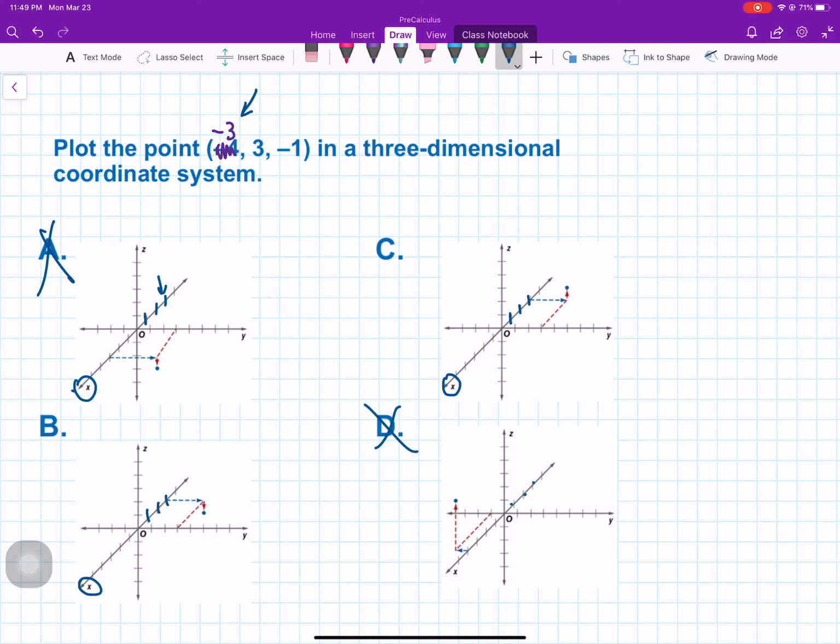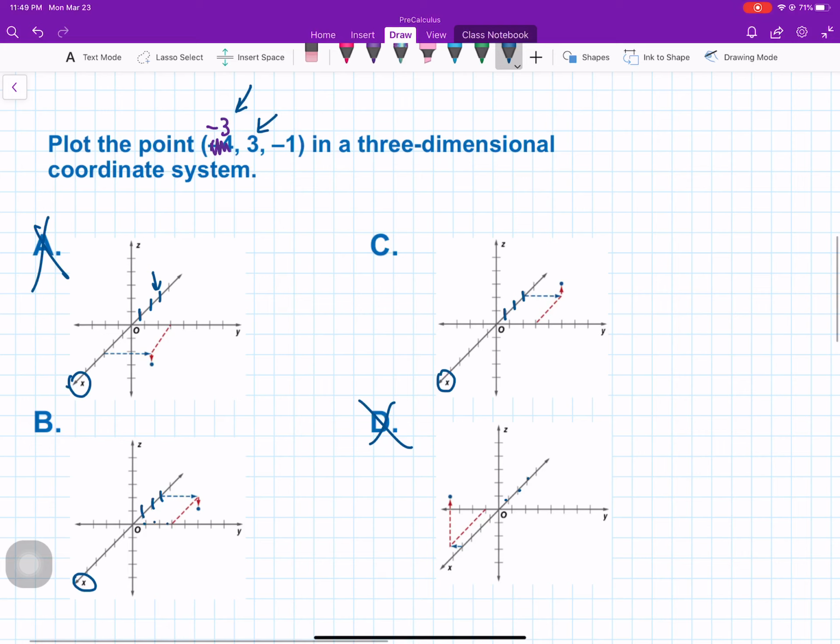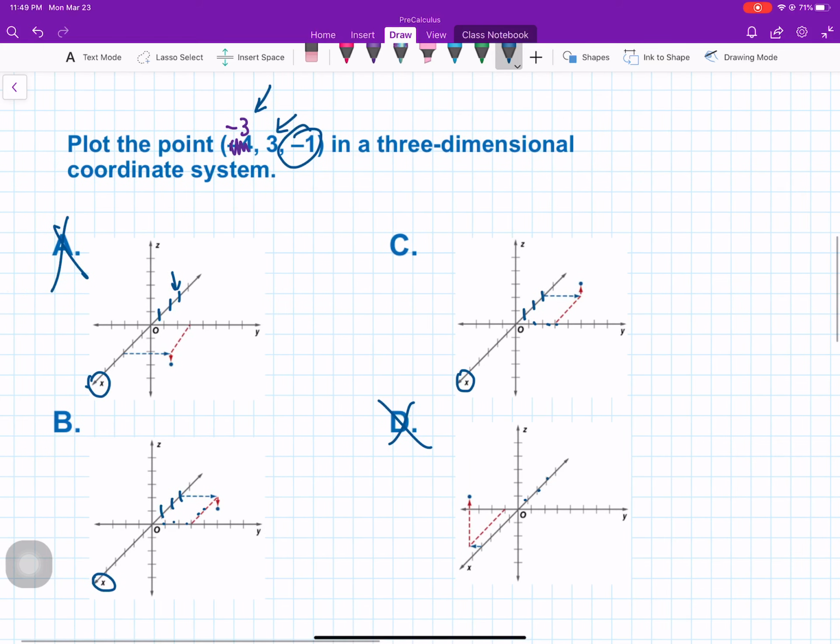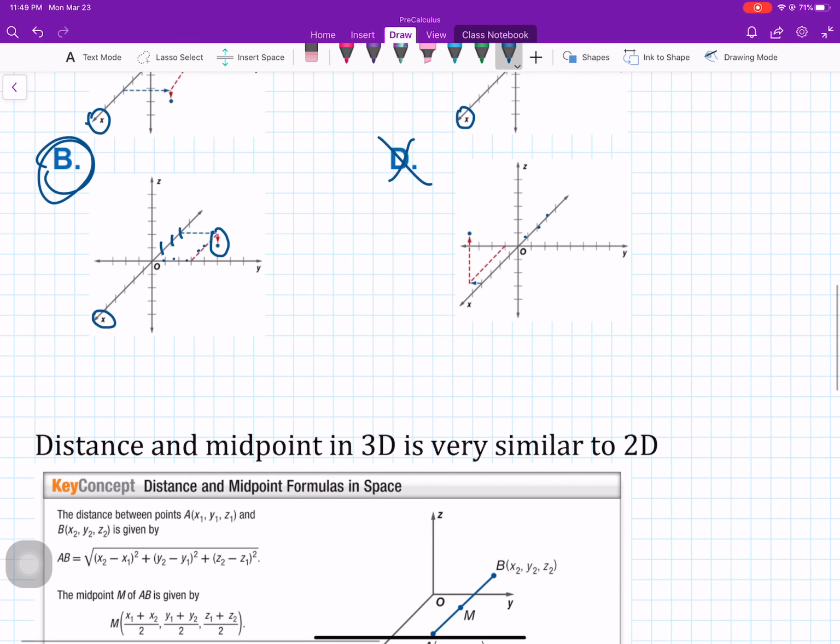Then I find it's next easiest to think about your Y. So you're going on the positive Y. Both of these are going on the positive Y. You can kind of tell by their dotted lines. Positive Y, 3 spots. And then you're going -1, which means you're going down 1. This one is very clearly going up 1. And this one is going down. It almost doesn't look like it's going down because, again, we're trying to draw something three-dimensional. But that is your three-dimensional point.